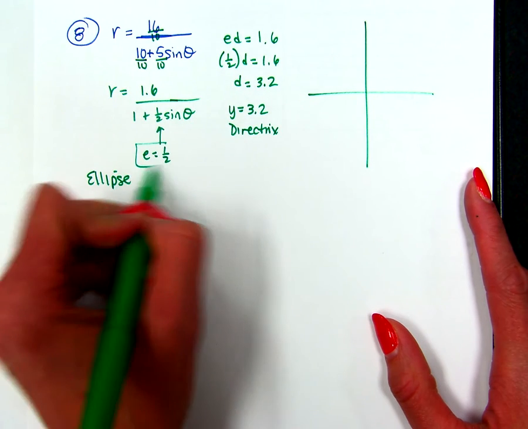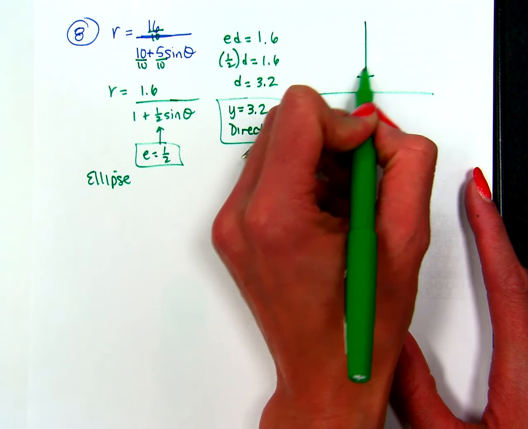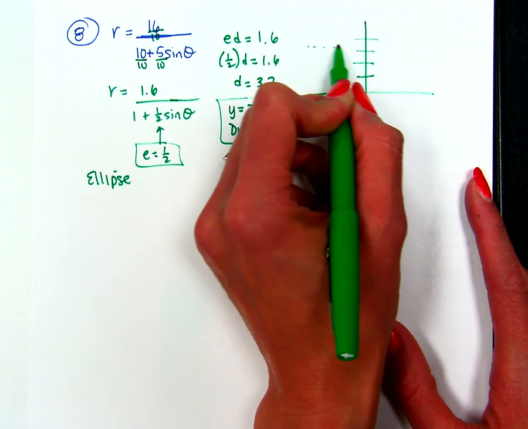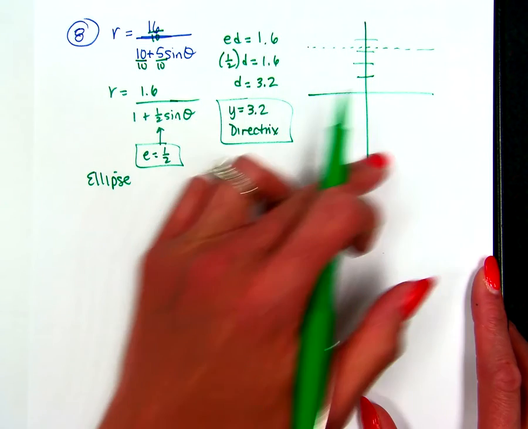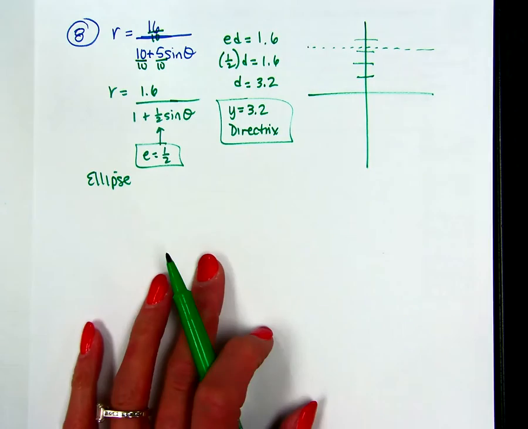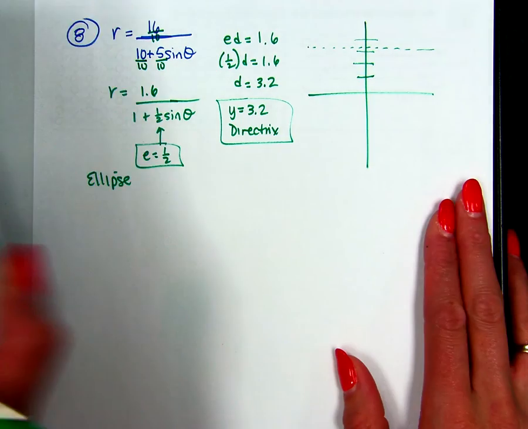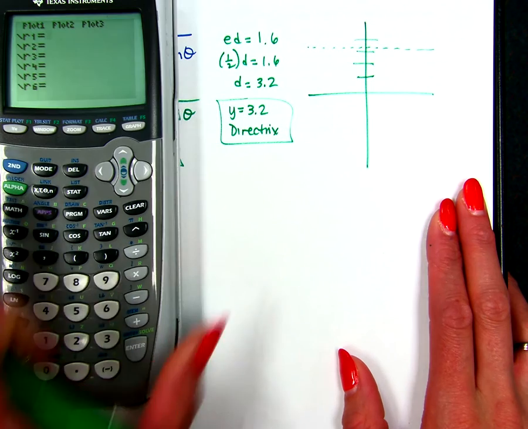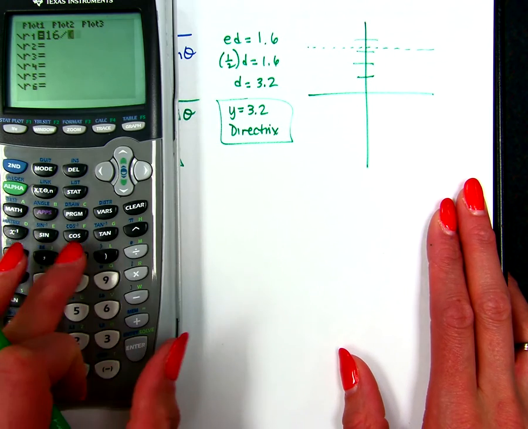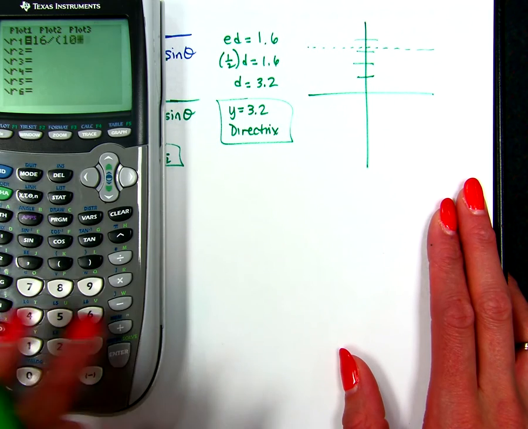All right, so we have our e, we have our directrix. We have 3.2. Here's my directrix. And if you remember the ellipse, the directrix is outside, so your ellipse is going to be over here. And then we're just going to plot it in our calculator to get a table of values, and that'll help us find some points. So I'm just going to put in the original equation, 16 over 10 plus 5 sine theta.